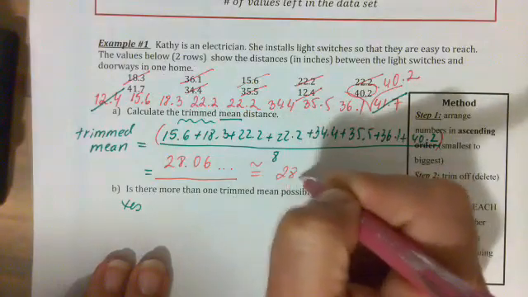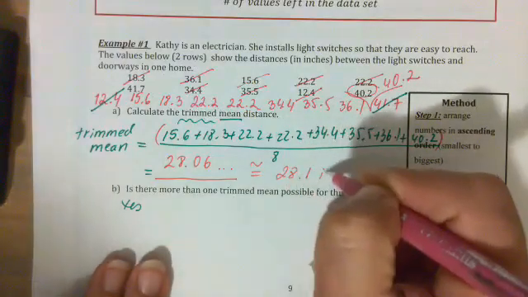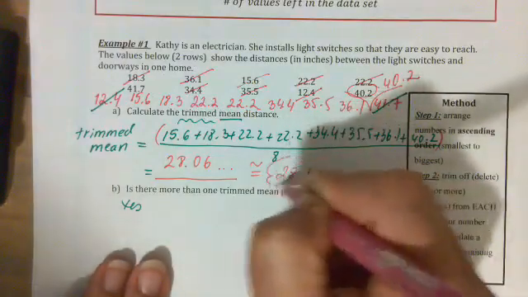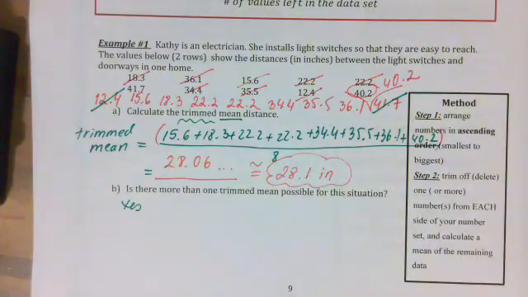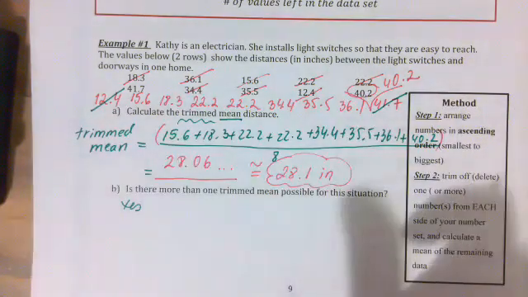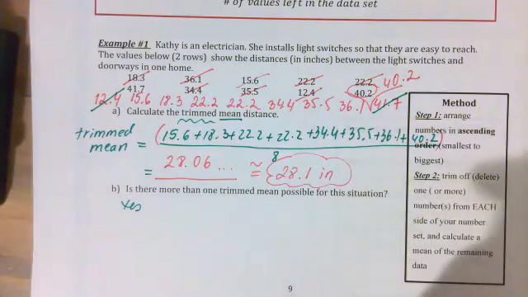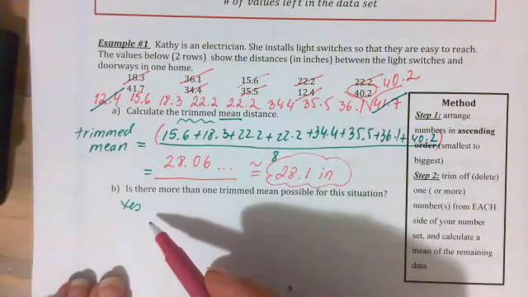So 28.1, and we can add the unit as well. That's trimmed mean. So very similar again to the mean without outliers, but you have to trim on each side equal amounts of data. For part B, let's complete the answer.